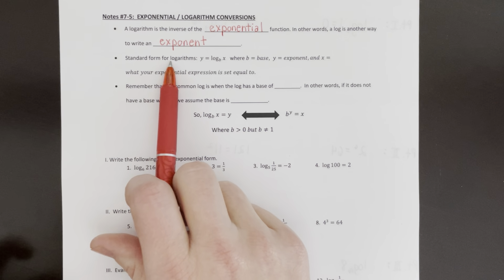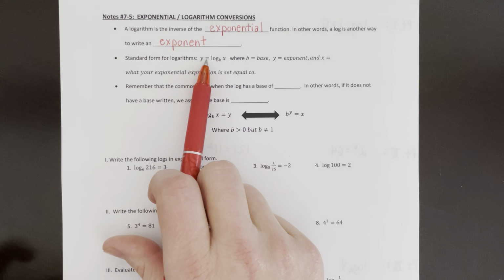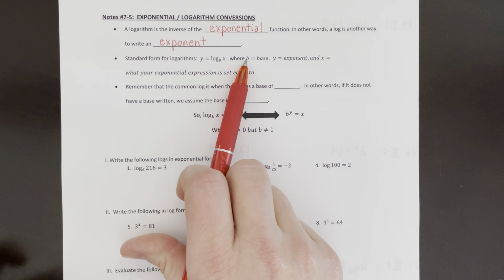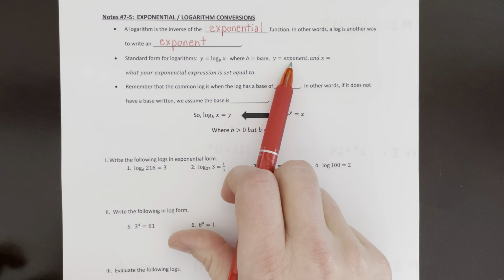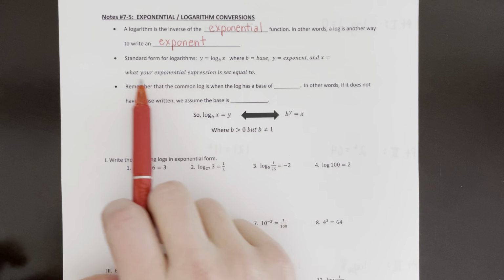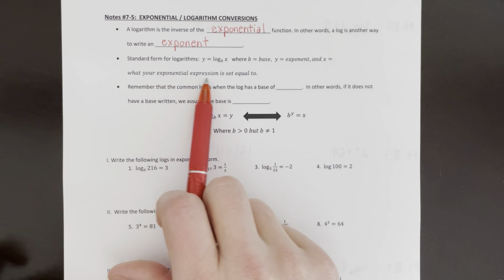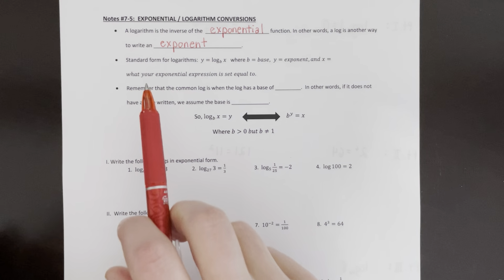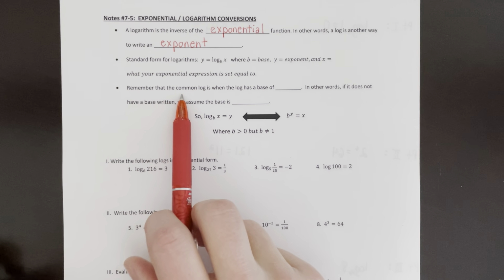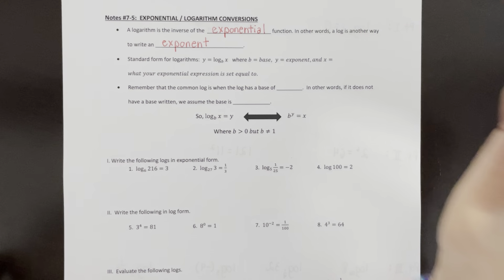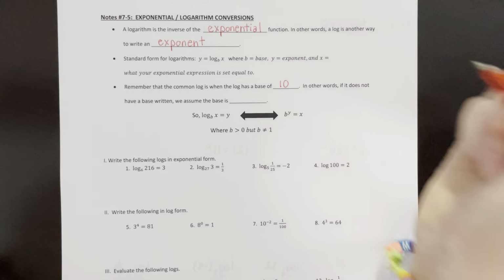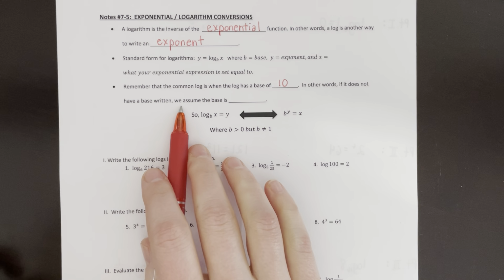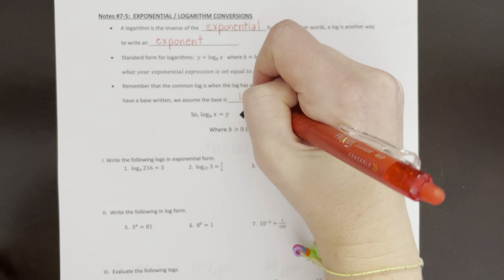Okay, the standard form for logarithms is read y equals log base b of x, where b is the base, y is the exponent, and x equals what your exponential expression is set equal to. And we're going to look at that here in just a minute. So remember that common log is when the log has a base of 10. In other words, if it does not have a base written, we assume the base is 10.